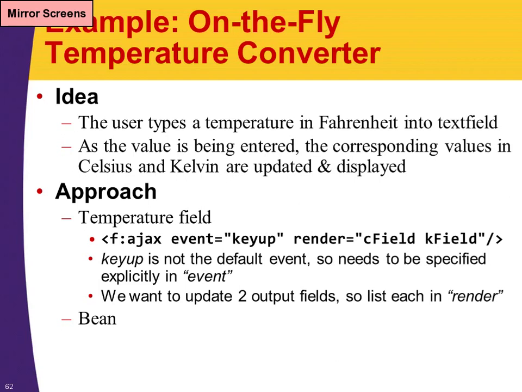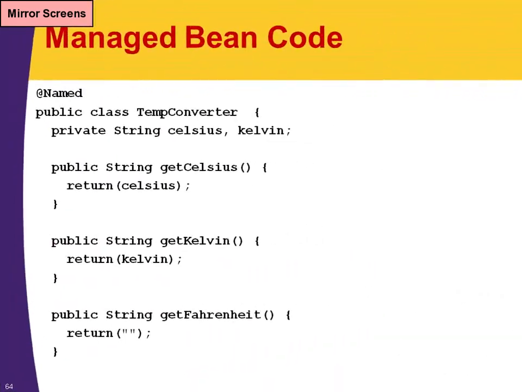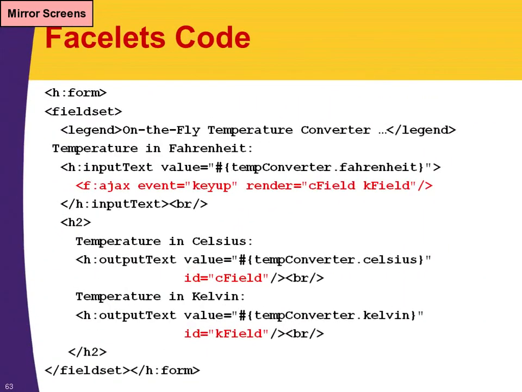In this case, for an input text, key up is not the default action. Blur is probably the default action, and so you have to specify it. And then the two output fields are picked, and those are the ones that will be updated. So the temperature is passed on every single request.